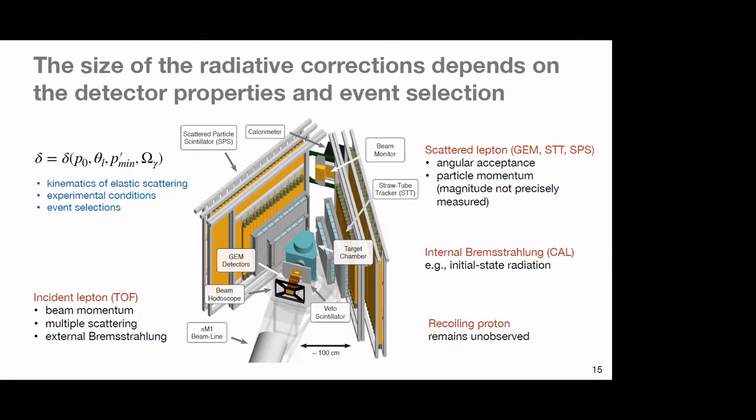Yeah. So that was the scattered lepton side, and the photon calorimeter downstream is our device to give us information about the outgoing hard photon. The recoil proton is also included in the event generator, but we can't make use of it. That proton will never make it out of our target.